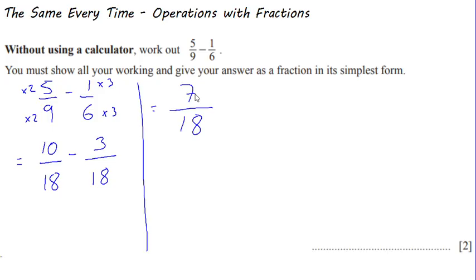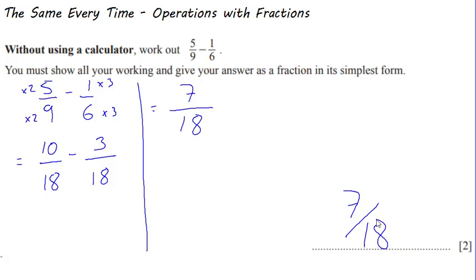And they do say give your answer as a fraction in its simplest form. That makes me think that when we get to this stage, we're going to have to simplify. But it doesn't simplify, does it? 7 is a prime number. The only thing we could divide top and bottom by would be 7, and 18 does not divide by 7, so 7/18 is our final answer.